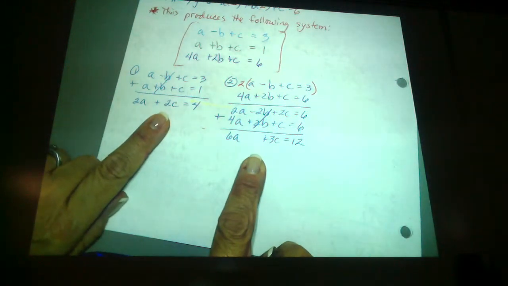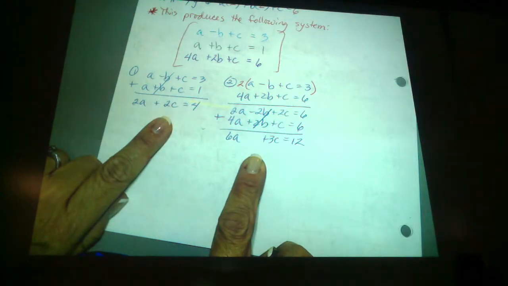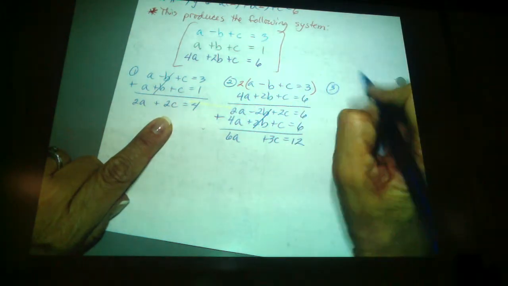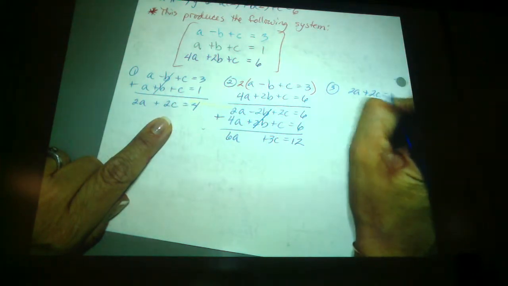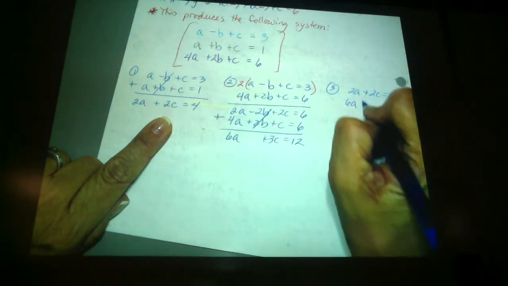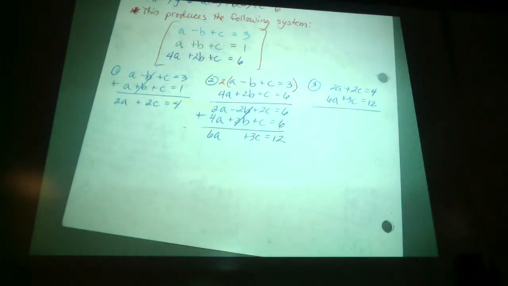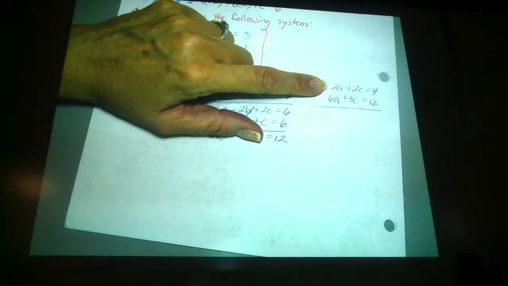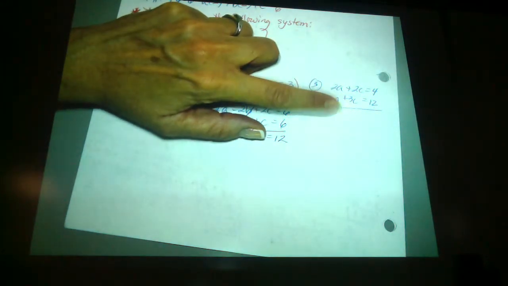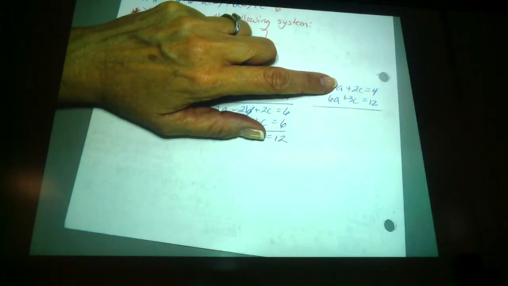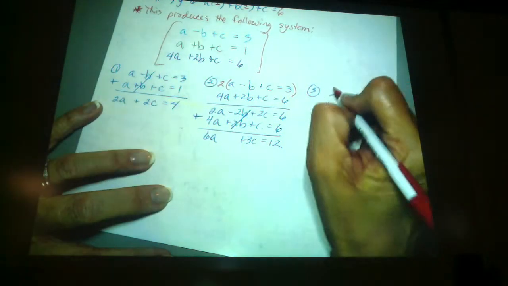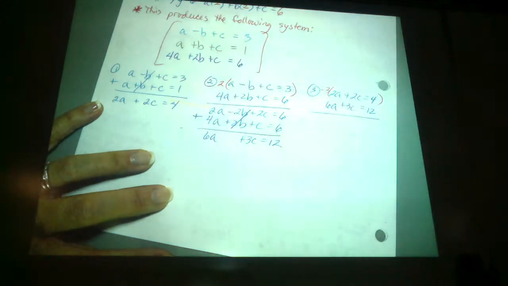So now we have two equations with just a's and c's. There's really no need to divide out the 2 here. If you look at the two equations together, I've got 2a plus 2c equals 4, 6a plus 3c equals 12. You have to choose, do you want to get rid of a's or c's? Which would be easier? If you get rid of the a's, you just have to multiply the top by negative 3. If you get rid of the c's, you have to multiply both equations, one of them by negative, right? So it would indeed be less work to multiply the top by negative 3.